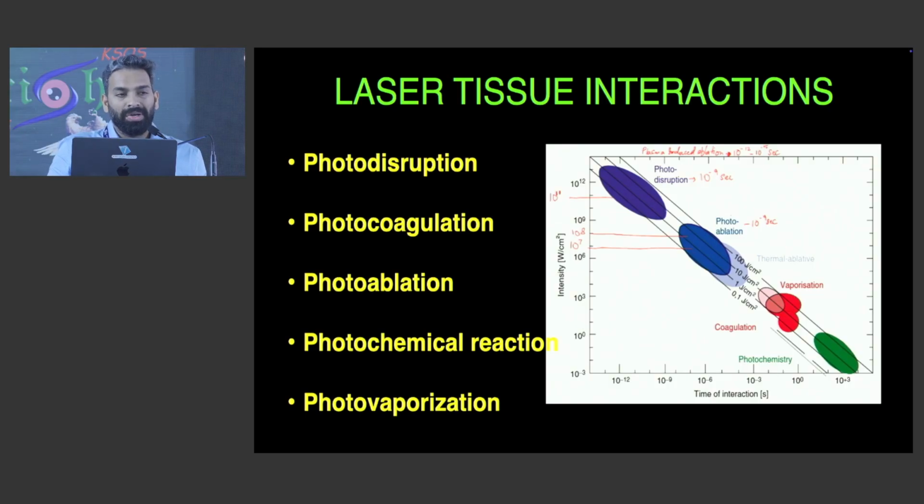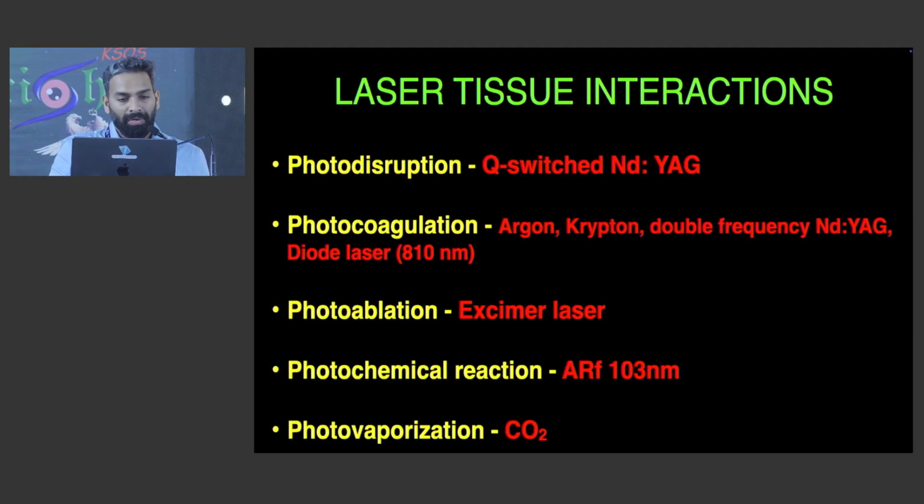What are the laser tissue interactions? They are photodisruption, photocoagulation, photoablation, photochemical reaction, and photovaporization. These are the laser tissue interactions which occur. Photodisruption is with Q switch Nd:YAG. Photocoagulation occurs with argon, krypton, and frequency doubled lasers. Photoablation is with excimer laser, photochemical with argon fluoride, and photovaporization with carbon dioxide.